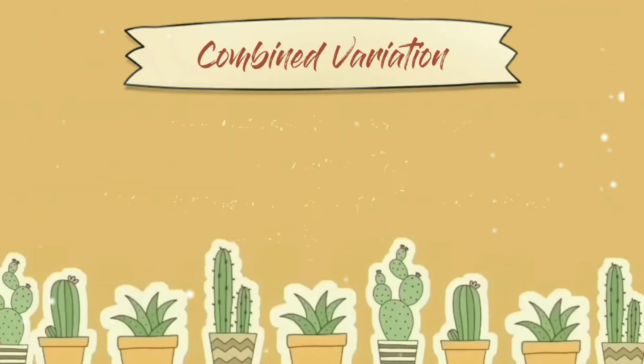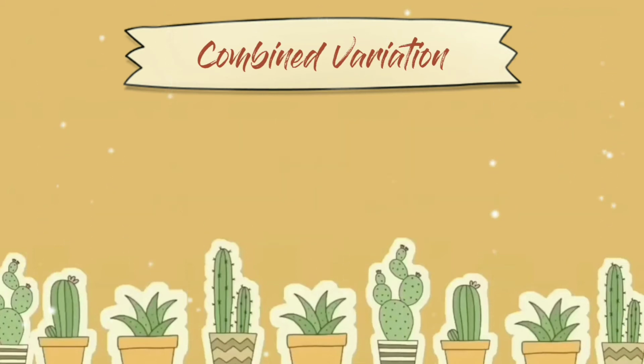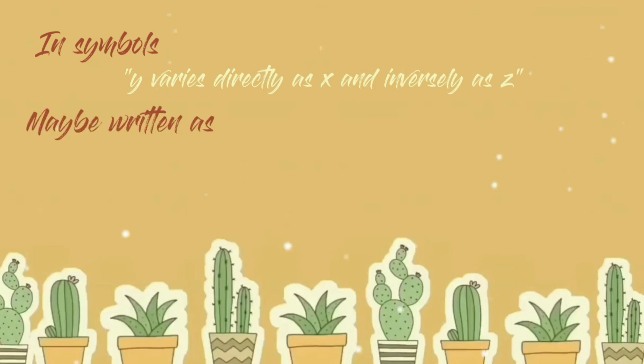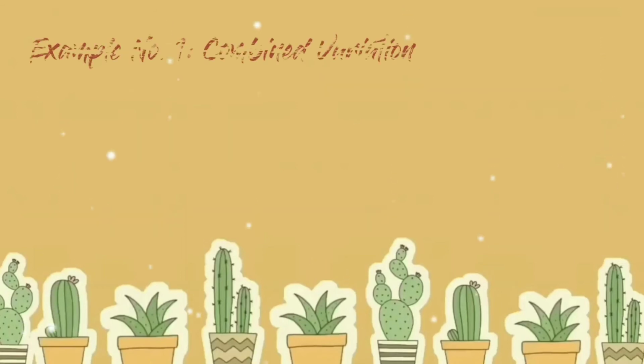Combined variation occurs when one quantity varies either directly or jointly as the other quantities and inversely as the other quantities. In symbols, y varies directly as x and inversely as z may be written as y equals kx over z, where k is the constant of variation and z is non-equal to 0.